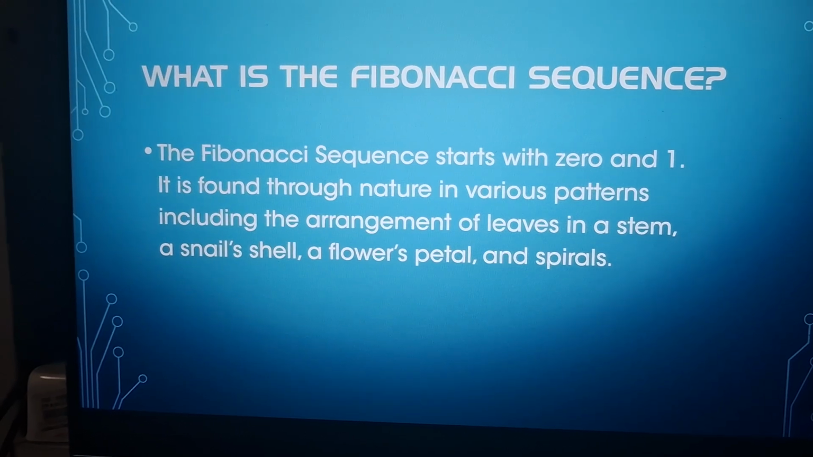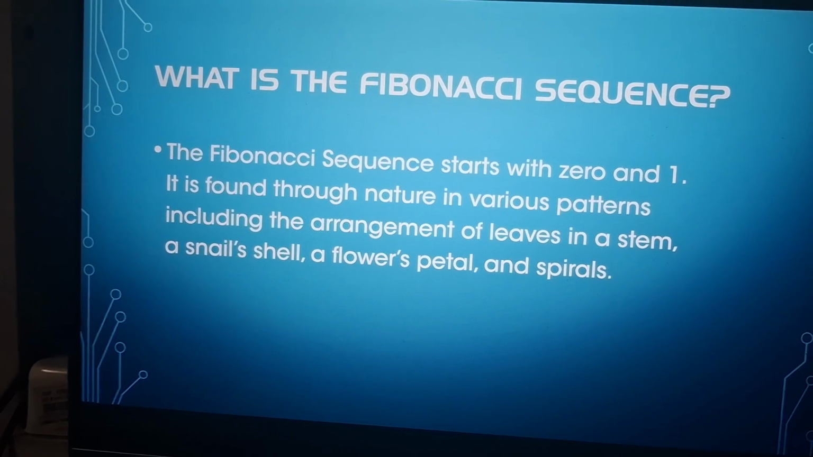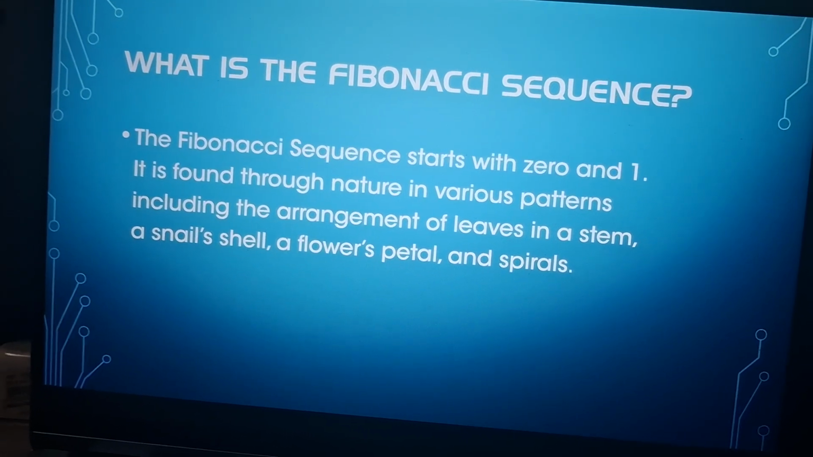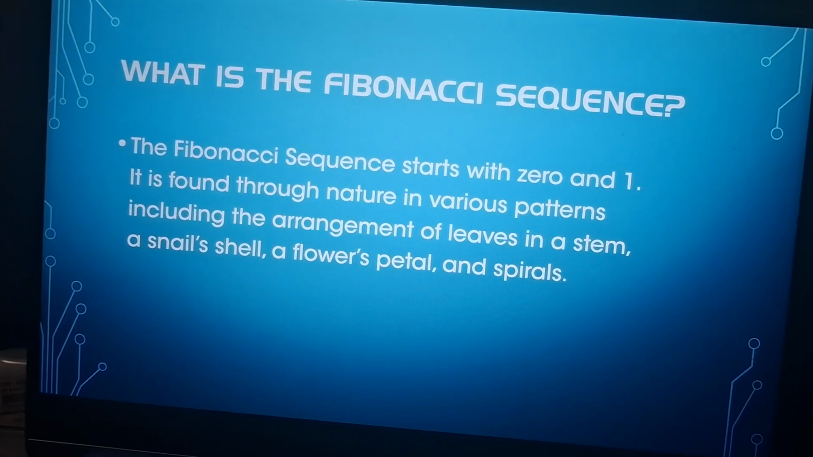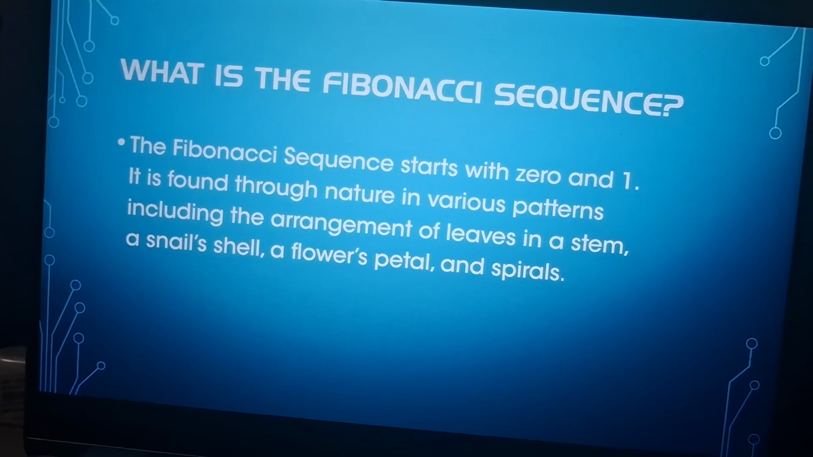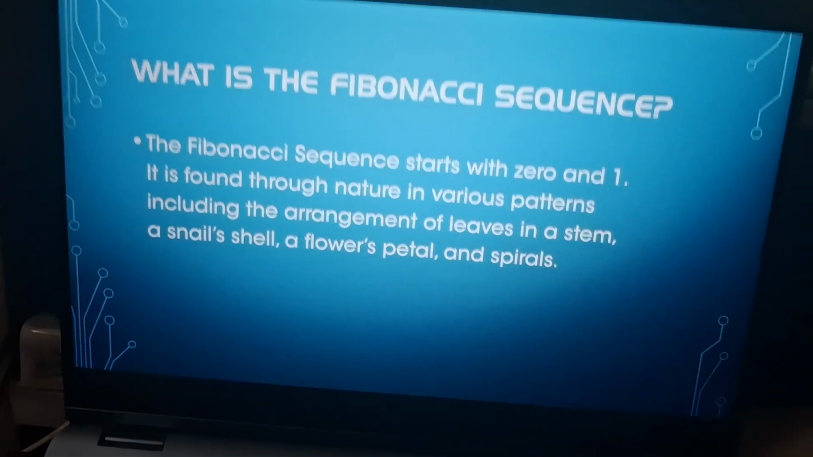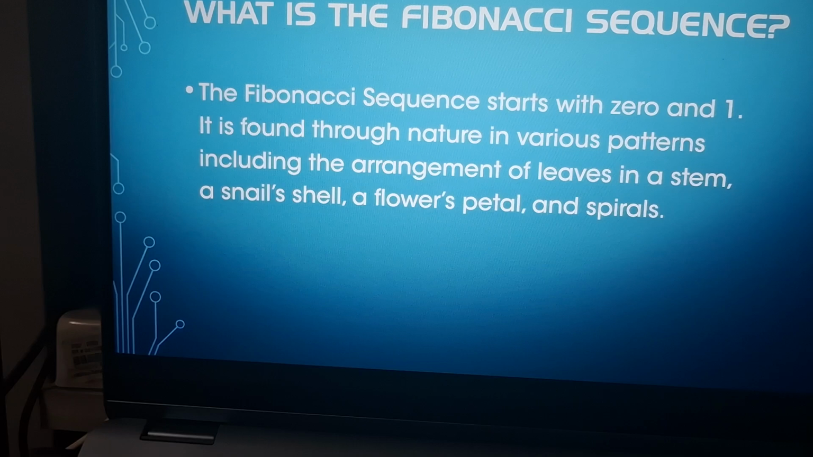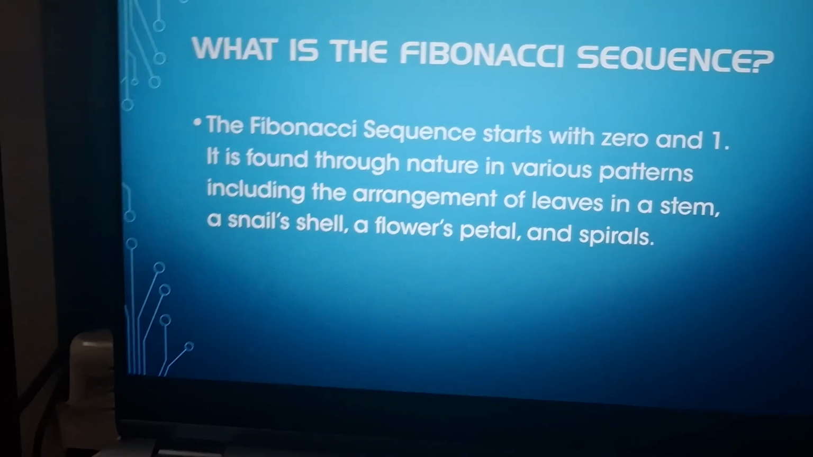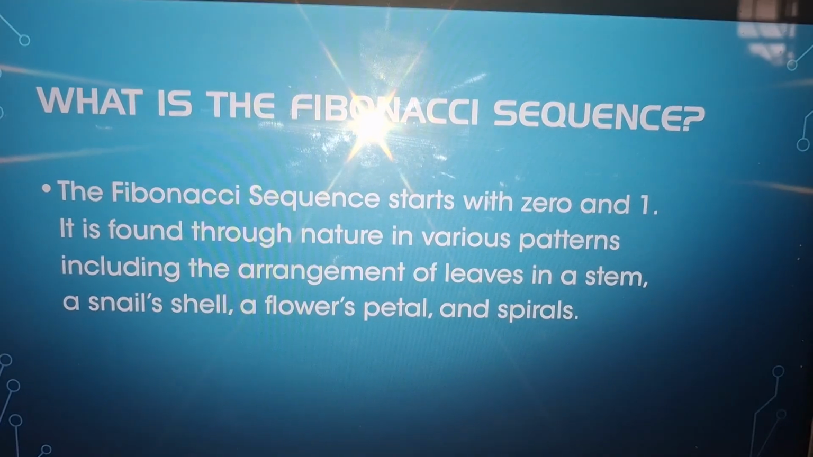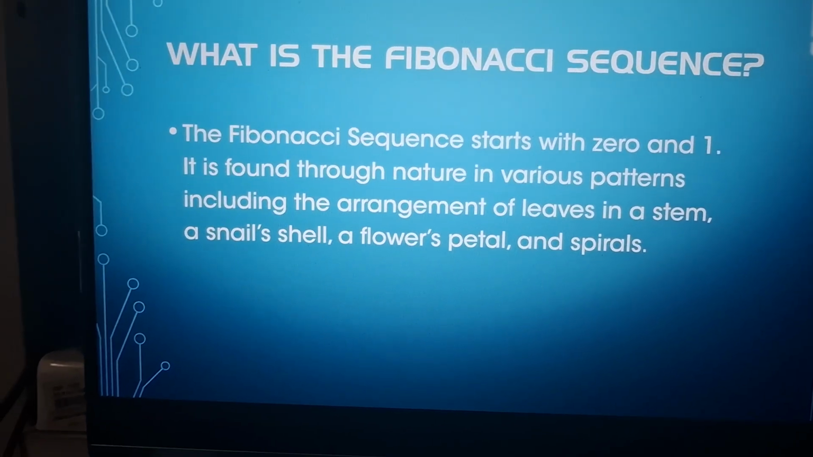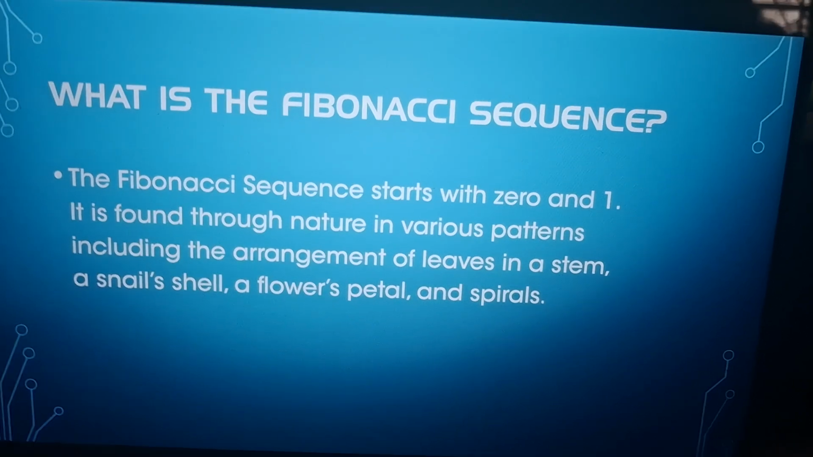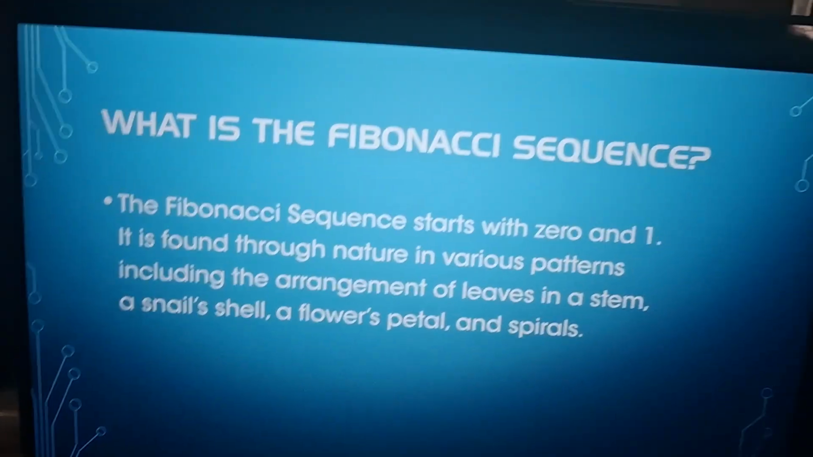Also, the Fibonacci sequence is found throughout nature in various patterns, including the arrangement of leaves on a stem, a snail's shell, flowers' petals, and spirals. A practical example of it is the arrangement of seeds of a sunflower. It is also found in the hexagonal scales of a pineapple, 5, 8, 13, 21. These form part of the Fibonacci sequence.